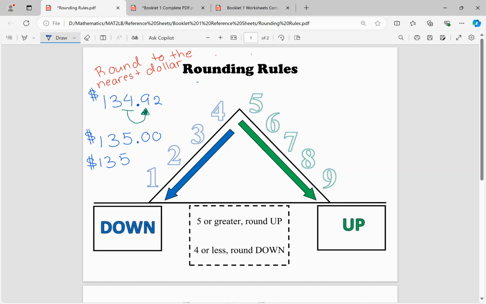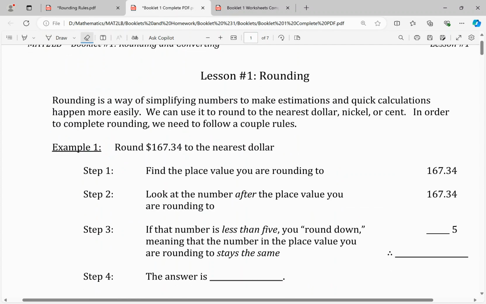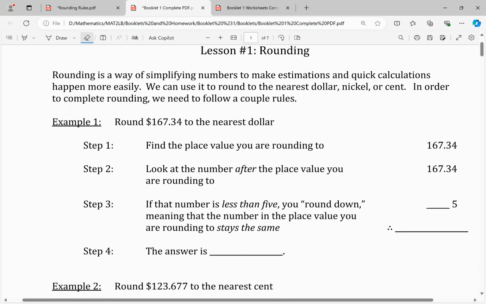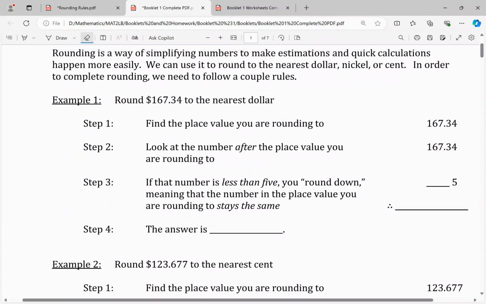Now, let's jump over to our lesson where you will start copying down some of these examples. Okay? So here's where you need to start filling in your note along with me. So, lesson 1 on rounding. Rounding is a way of simplifying numbers to make estimations and quick calculations happen more easily. We will be doing those calculations later in this unit. We can round to the nearest dollar, nickel, or cent.